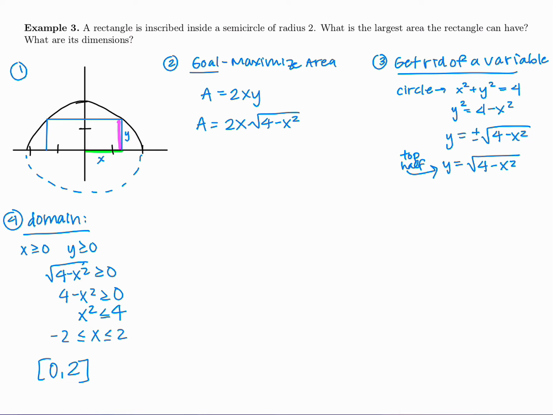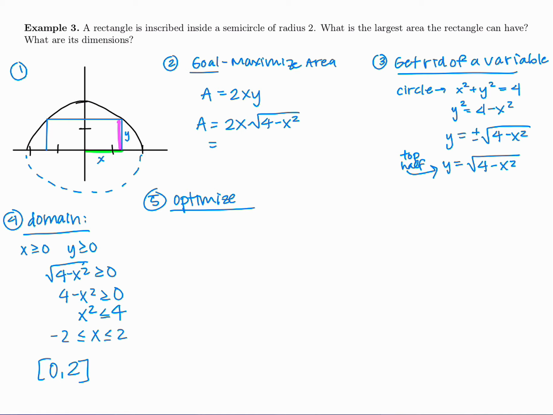which means we can use our extreme value theorem to find the absolute maximum area. Notice we don't really care about the minimum. We care about the maximum in this case. So step 5, we will optimize. So what does that mean? We need the derivative. And once we find the derivative, we will find the critical points.